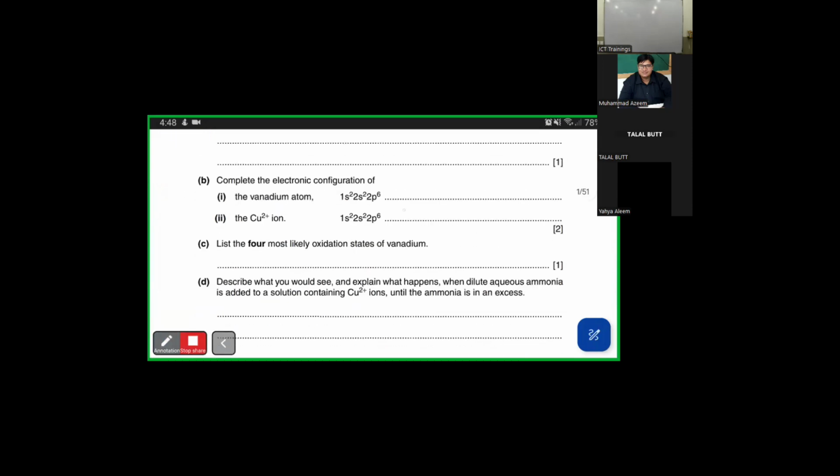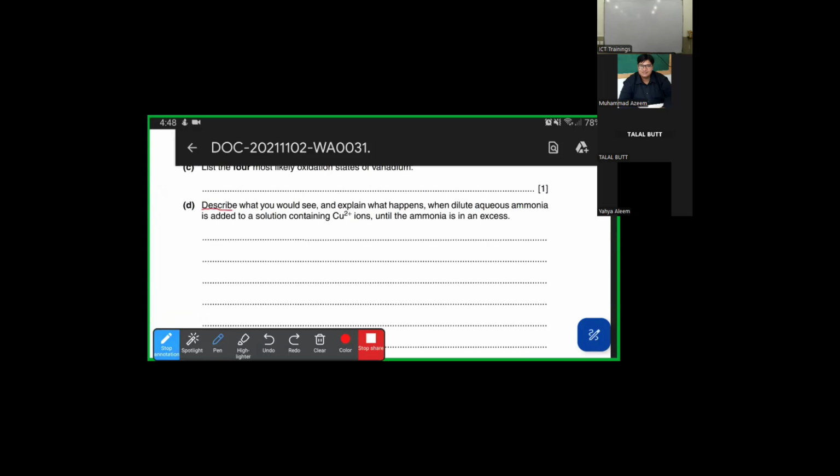सबसे पहली चीज यहाँ पे ये देखिए, ये वही क्वेश्चन है जो मैंने आप लोगों को कहा था। Describe what you would see and explain what happens when dilute aqueous ammonia is added to a solution containing copper plus 2 ions until the ammonia is in excess. So here you should write when a few drops of aqueous ammonia are added, the blue precipitate is formed, and then you should write the equations I told you earlier.